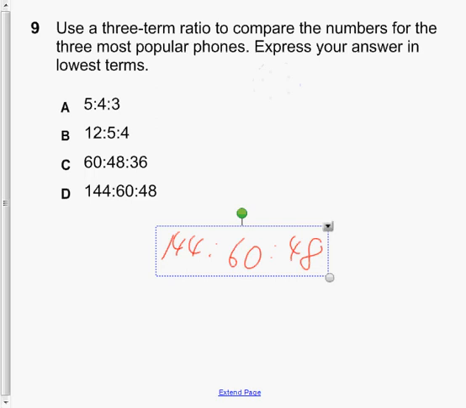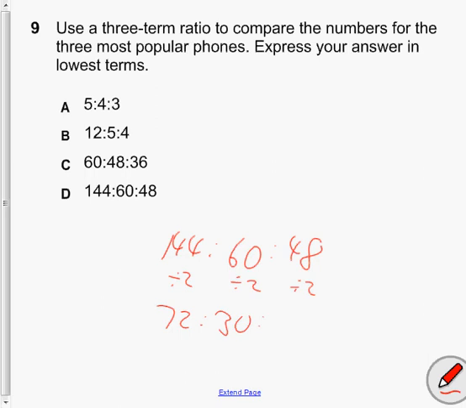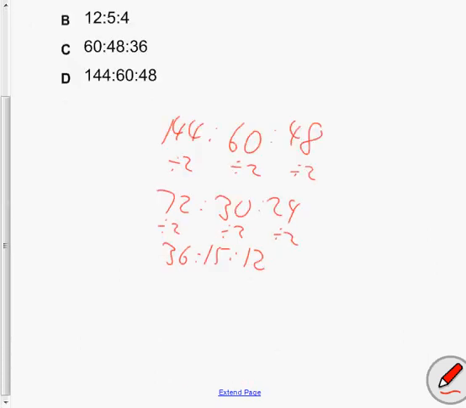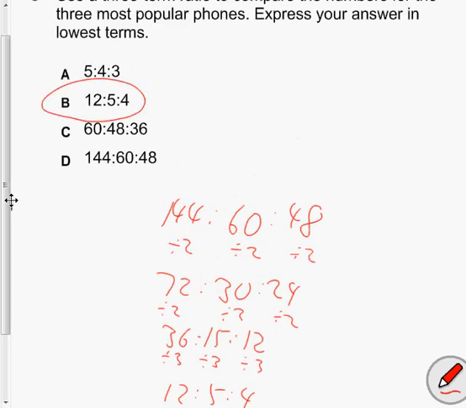Those are not in the lowest terms, I don't think. So if I reduce them by a factor of 2, I get 72 to 30 to 24. That's still not lowest terms. I get 36 to 15 to 12, which is still not lowest terms. 12 to 5 to 4, which means B is your answer.